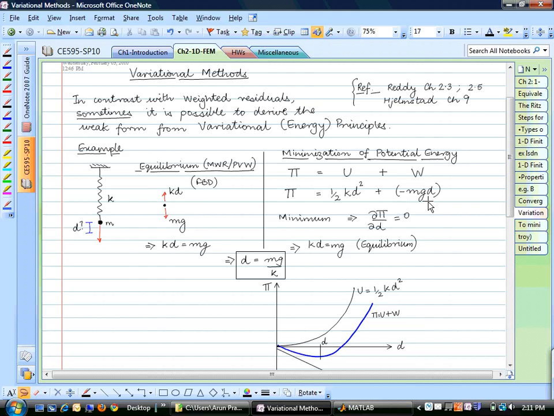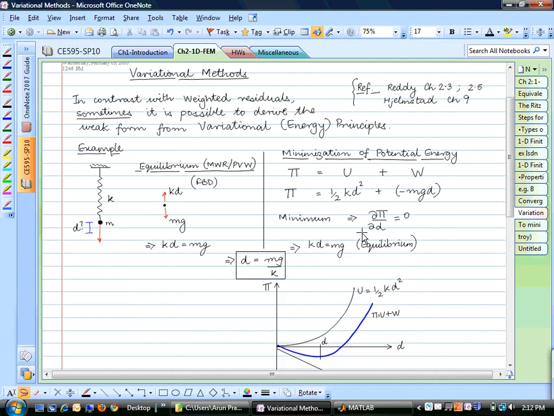And this is the potential energy for an object. If you have an object at a height h and you raise it, we increase its potential energy, right? So in this case, if you decrease the height by d, that's why we have minus mg times d. This is the amount by which it will decrease. That's why we have a minus sign here. So this is the total potential energy of this system.